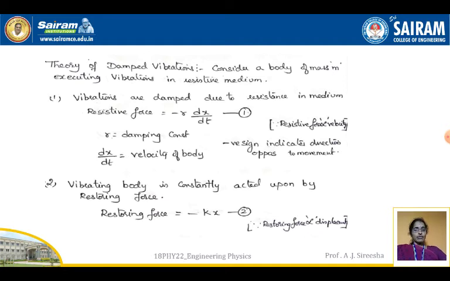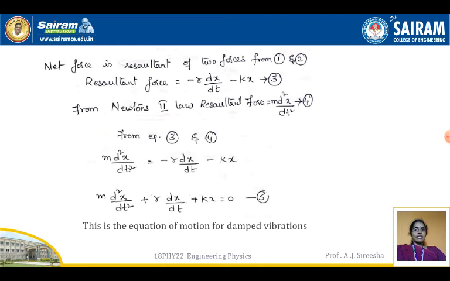Another force that is constantly acting on the body is the restoring force. So the vibrating body is constantly acted upon by a restoring force. The restoring force is equal to minus kx, which we have already discussed. Now, the combined action of these two gives the net resultant force from equations 1 and 2. Both the resistive force and the restoring force have a negative sign. So the resultant force is minus R into dx by dt minus kx. This becomes equation 3.